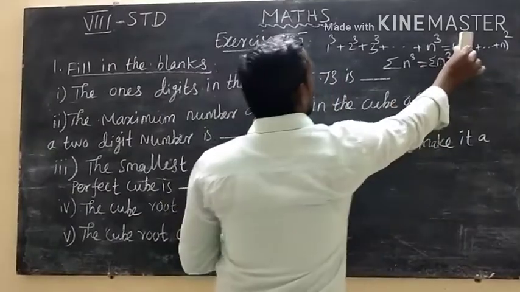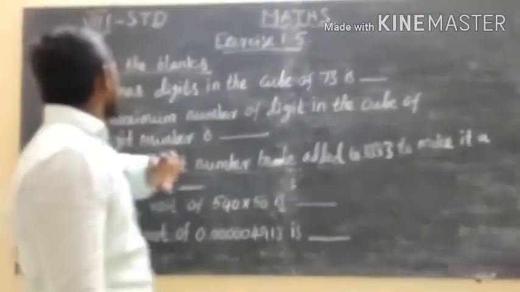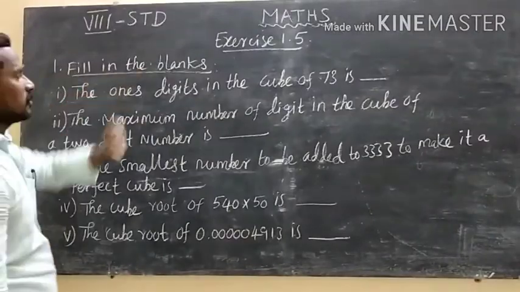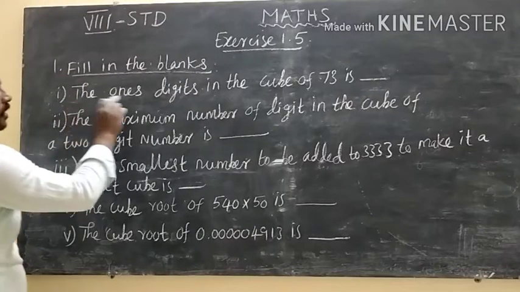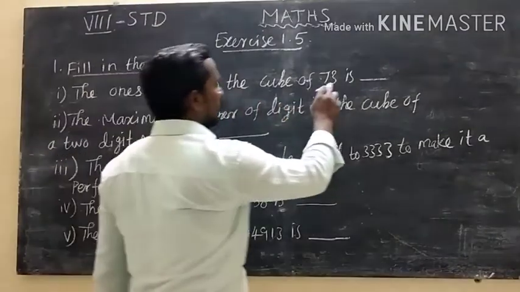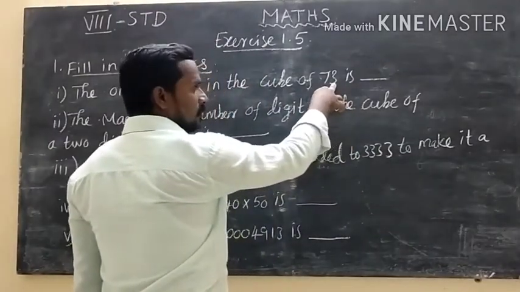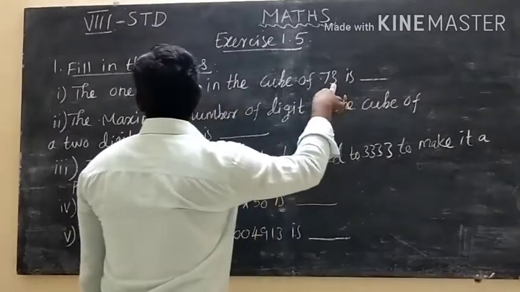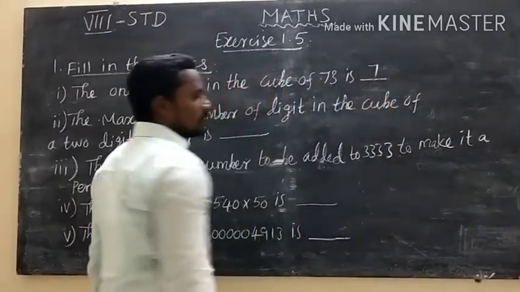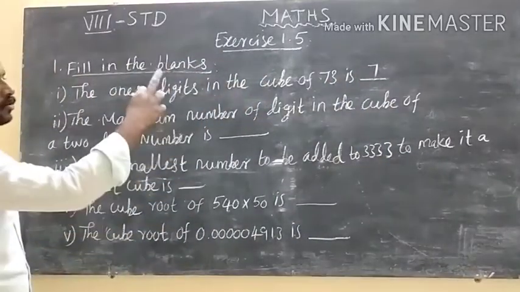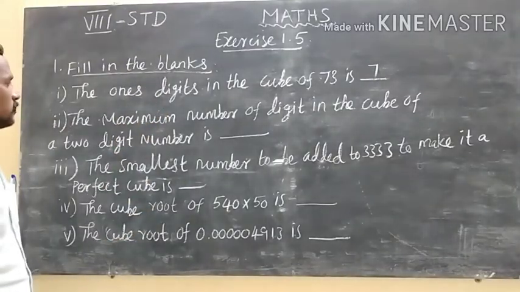The exercise 1.5, first question, fill in the blanks. The ones digit in the cube of 73 is 7, because a number ending with 3 has a cube ending with 7. So now I have told the properties of cube numbers.